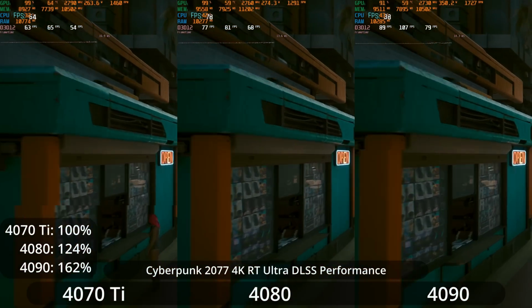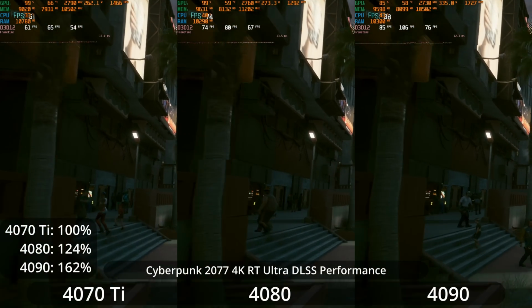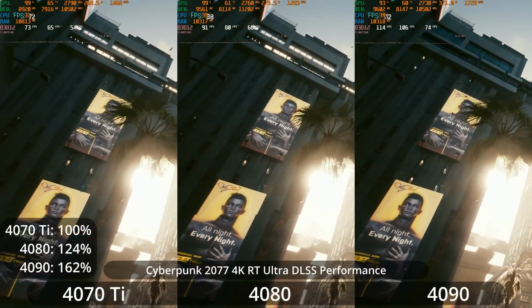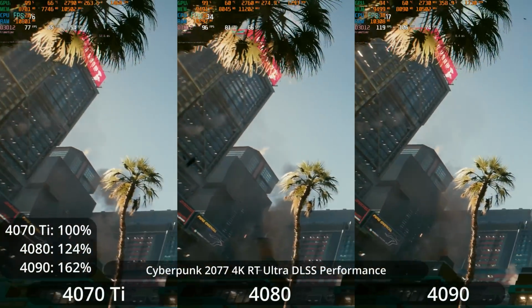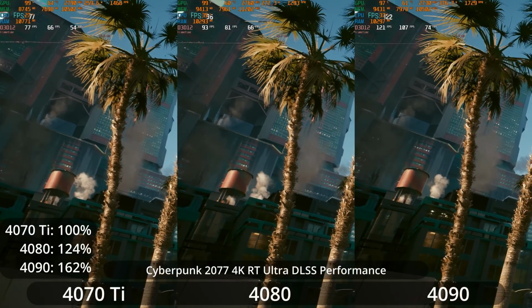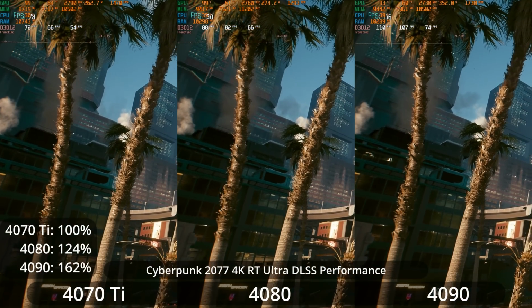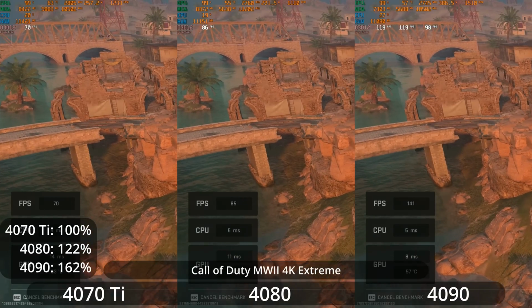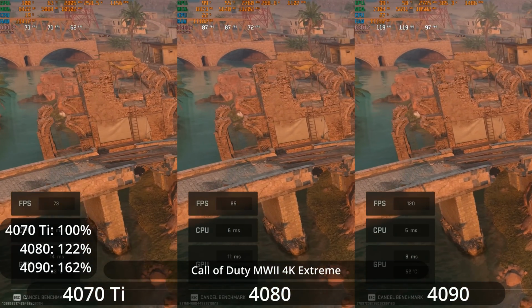At these settings, the 4080 is delivering around 80 FPS, and the 4090 is averaging over 100 FPS and even becomes somewhat CPU limited in certain scenes. And the 4090 is 62% faster than the 4070 Ti here, but probably would have had an even larger advantage, like I said, without any CPU limitation. Let's move on to another game.